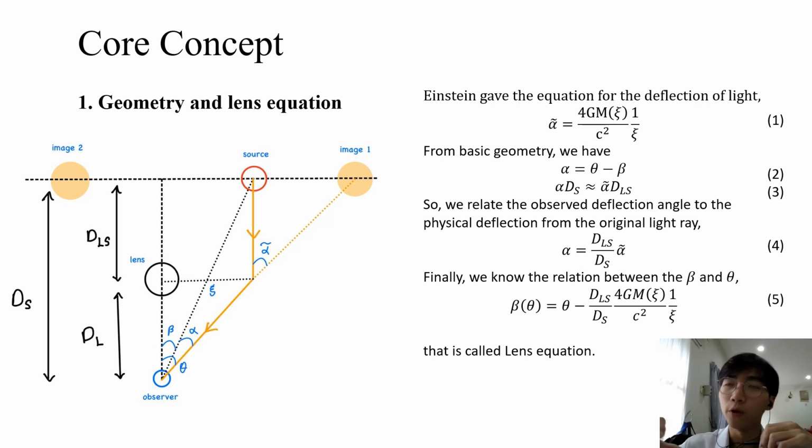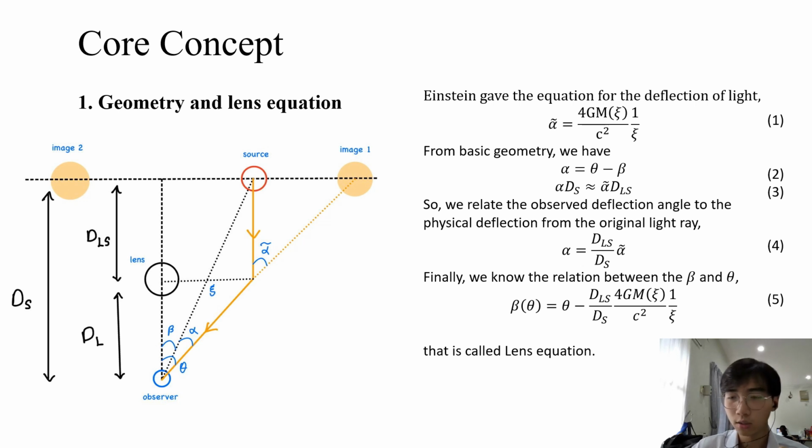We know that with the completion of general relativity, Einstein gave the equation for the deflection of light as shown in equation 1. And from basic geometry, we have equation 2. In the astronomical sense, the angle theta is extremely small, so we can apply the small-angle approximation to the distance between image 1 and the source, and then we can get equation 3.